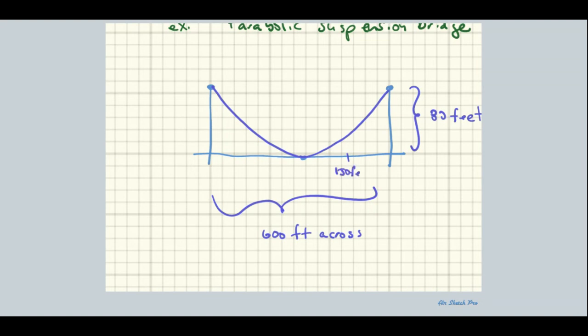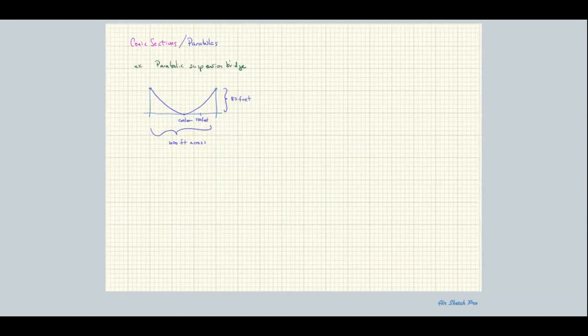(150 feet) from the center. Okay? So this is, in a sense, just the same problem we just did, but now we're calling it a suspension bridge and making it like lots of big feet, not these small things.